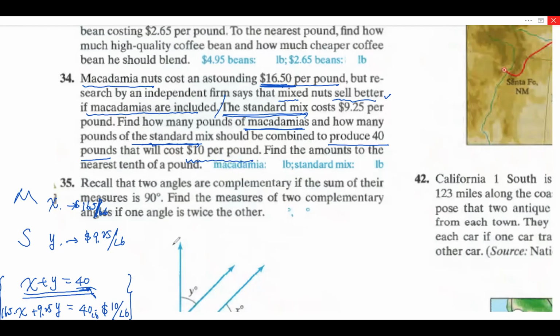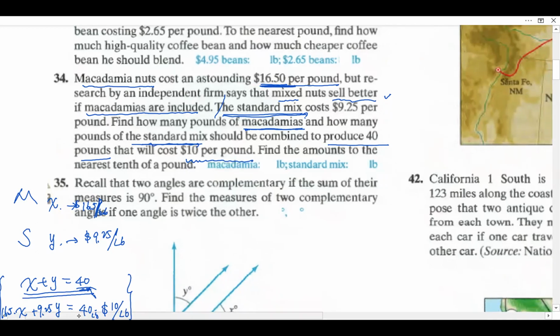from the macadamia nuts and this standard nuts, and the total final sale will be 40 pounds, and the cost would be $10 per pound. Right, so this is the same as the 33, the so-called mixed question. So this is the system we build up. Since we build these systems, we can use the substitution method or addition method to find the solutions.